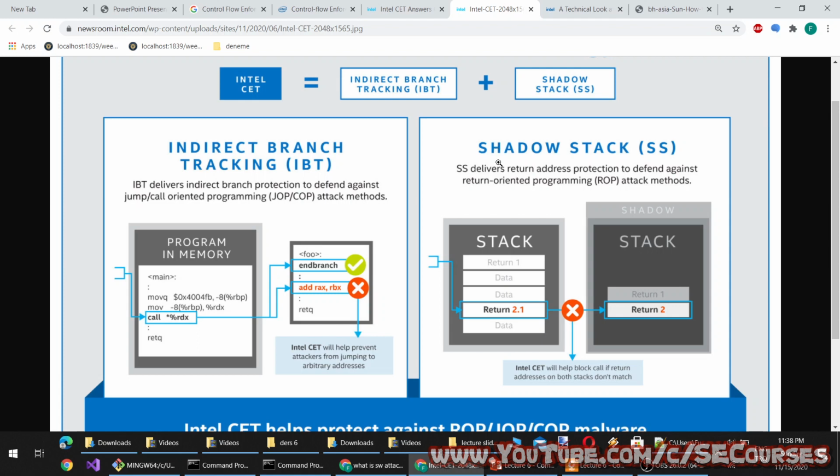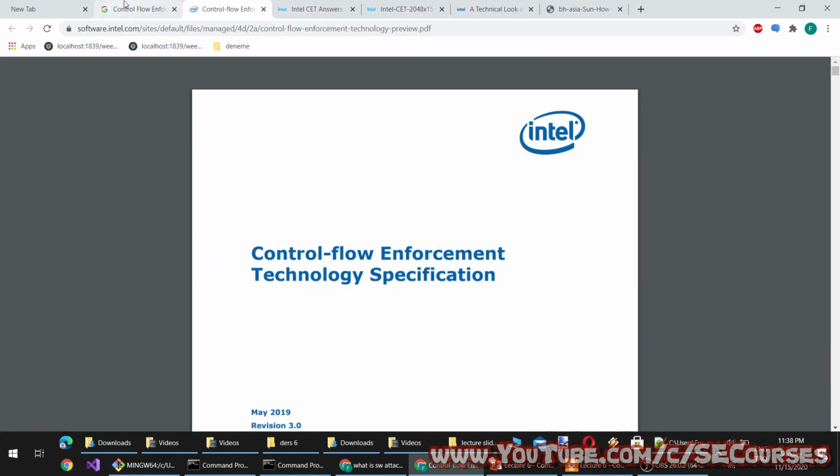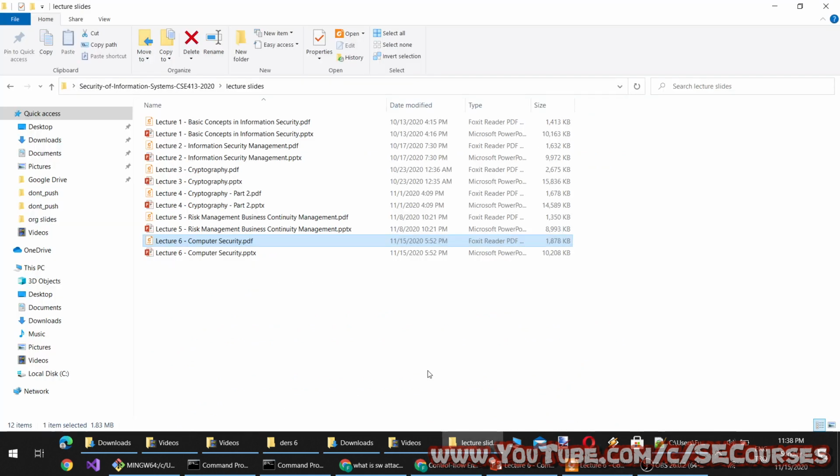Shadow stack, SS, delivers return address protection to defend against return-oriented programming. Return to point 1, which it will return to 2. Intel CET will help block or call if return addresses on both stacks don't match. Okay, so you won't be able to return on the shadow stack if it is not matching. Oh, sorry, we have closed our slide.